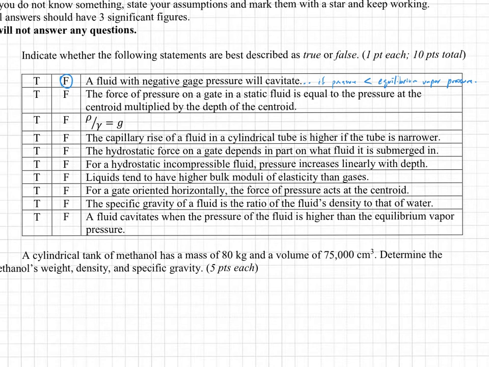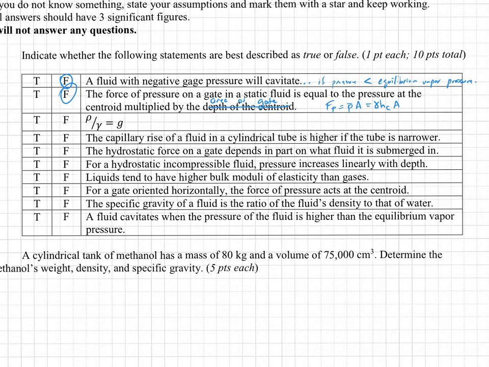you should be able to remember this, right? The force of pressure is equal to, well, usually it's the pressure, it could either be P bar, which I prefer, pressure of the centroid, times the area, right? Or it equals gamma times the depth of the centroid times the area, right? So it's equal to the pressure at the centroid, yes, multiplied by, not the depth of the centroid, the area of the gate. Okay, so this is also false.